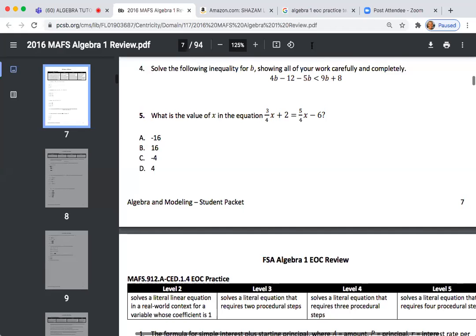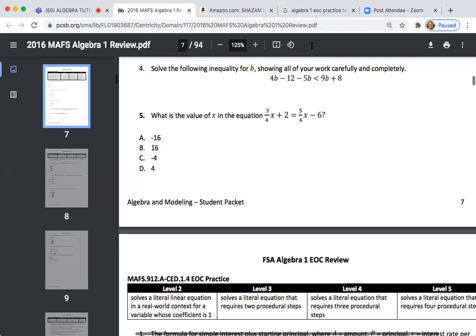Okay. So guys, number 4 is where we're starting. By the way, for those of you in the Tuesday group, we left off with number 3 from yesterday. So we're starting off with number 4 right here, guys. We are reviewing for the Algebra EOC. We're going to be doing some review problems, okay?